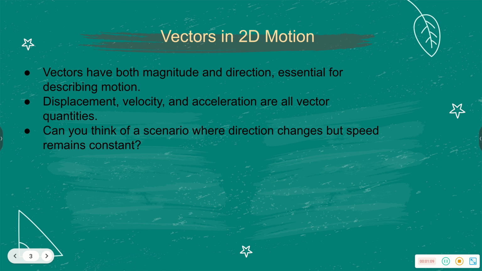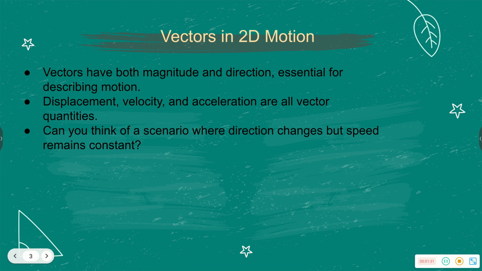So keeping that in mind, how do we show movement? We show movement by drawing vectors, okay? Vectors tell you both the number and a direction, and they are essential for describing motion. Displacement, velocity, and acceleration are all vector quantities. Remember, it's magnitude and direction.